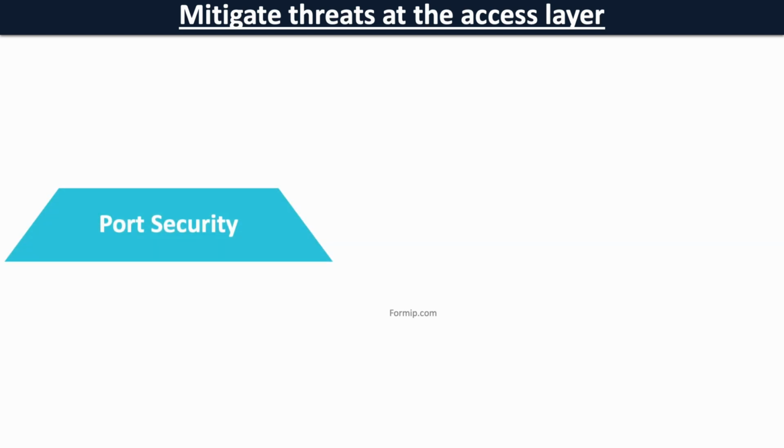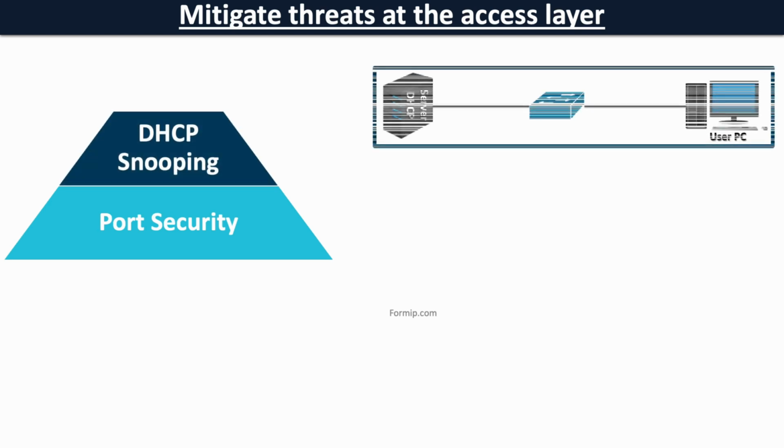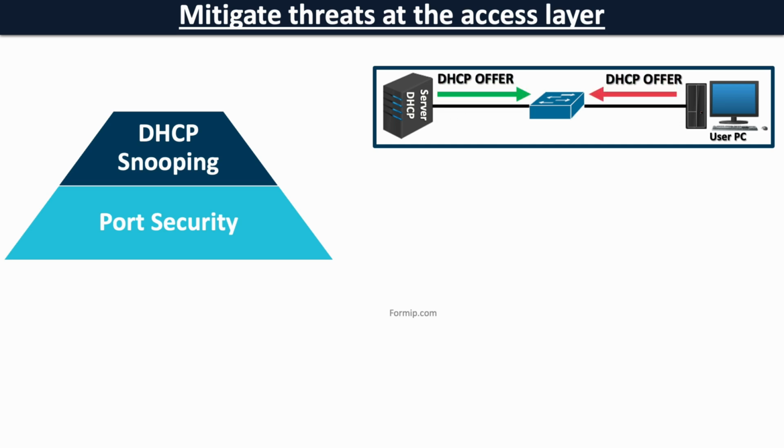For example, the secure port, which allows you to filter and restrict the number of MAC addresses allowed to connect to a switch's port. Or with DHCP Snooping, which is also used on a switch, and which prevents a malicious DHCP server from being plugged into a network. DHCP Snooping is used to filter out DHCP requests that are not allowed.